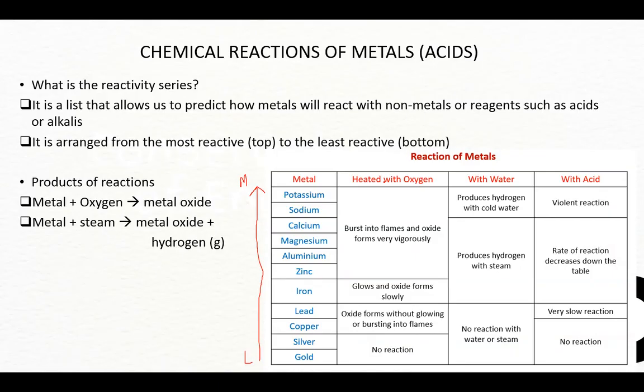So we have the metals and three different situations we can put them in to see how they are going to react with that reagent. We can heat them in the presence of oxygen. We can put them with water, either cold water or steam, and with acid. So general rules are in the corner here to get the products of the reactions. So metals plus oxygen will give us metal oxide, and metal plus steam will give us metal oxide plus hydrogen in its gaseous form.